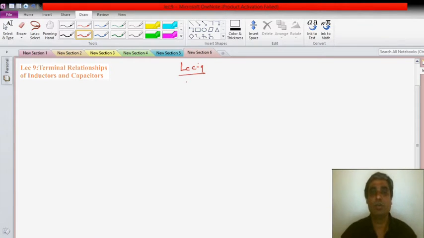So till now what we have done is write the circuit equations using mesh analysis and nodal analysis for the resistive networks. That resistive networks may consist of dependent sources or independent sources also.